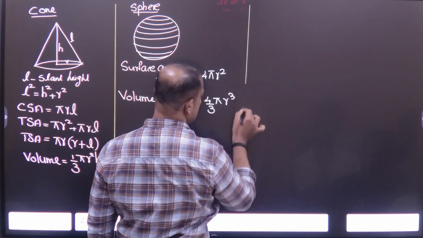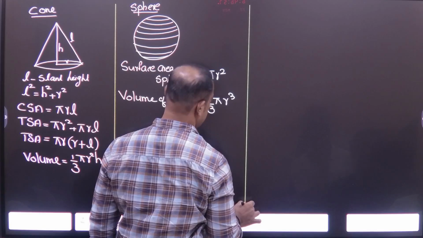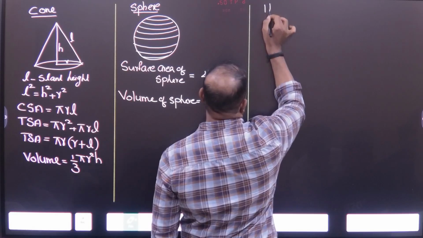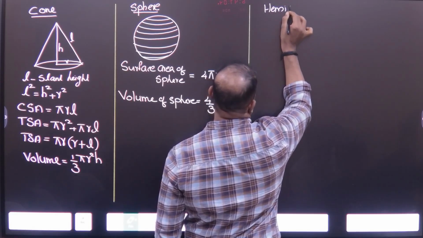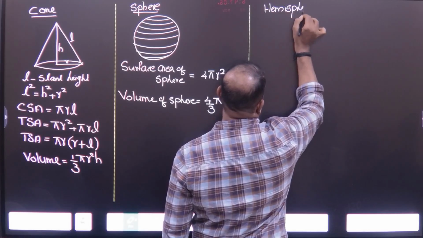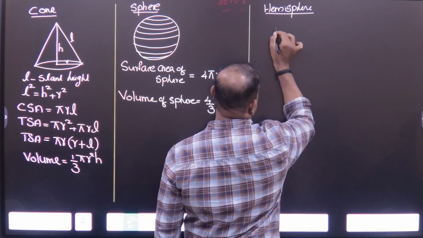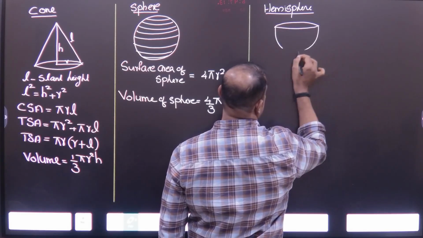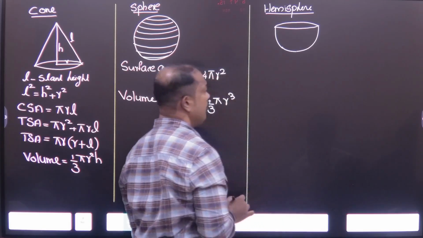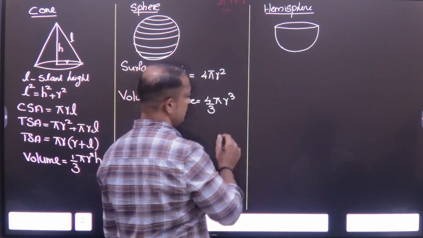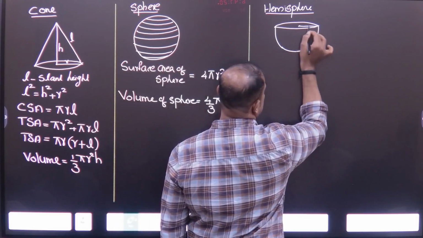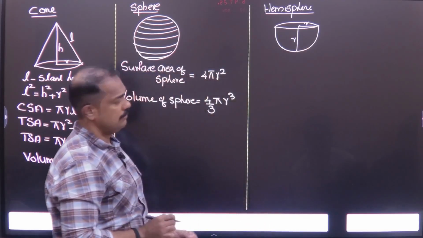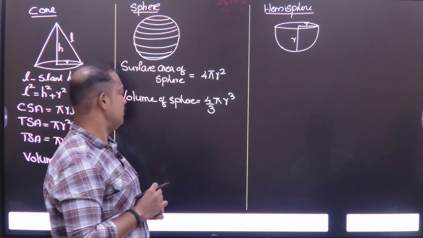And the half of the sphere is called a hemisphere. In the case of a hemisphere, what is this? Radius, and it is also radius. एक ही बात है, ठीक है? Radius.